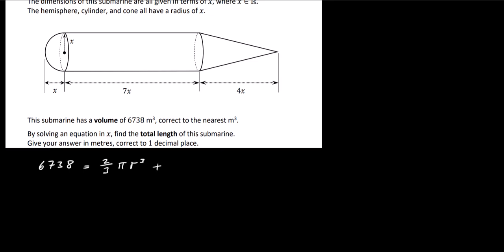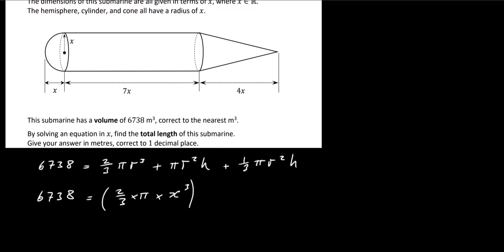The next thing we've got to add is the volume of the cylinder in the middle. So that's just pi r squared h. And then we've got to add the volume of the cone at the end, which is 1/3 pi r squared h. So let's just stick in all our values. We got 6,738 is equal to 2/3 times pi times the radius, in this case x, so it's just x cubed. We've got to add pi r squared h, so pi times the radius, x, which we've got to square, times the height.